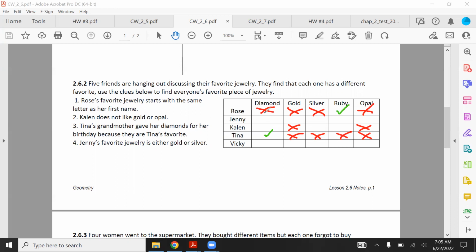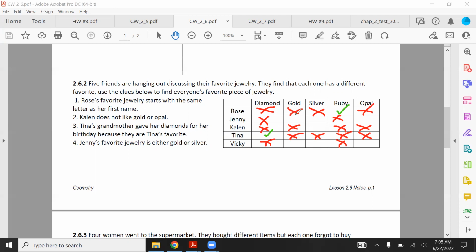And by the way, the ruby belongs to Rose. So you can put X's here as well. And the diamond belongs to Tina. So you can put X's here as well. So now we're narrowing this down pretty nicely, right? But we still need another clue.